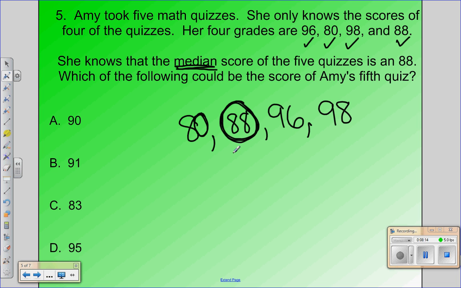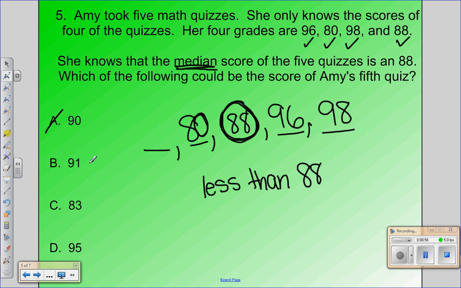All right, if 88 is the median, it's the number that's in the middle. Therefore, I should have 2 numbers on the right and then 2 numbers on the left. Well, I have my 2 quiz grades on the right. I need to have a second number over here so that 88 is the number that's in the middle. 2 quiz grades on the left, 2 quiz grades on the right, 88's in the middle. So I am looking for a number less than 88. So let's look at our answer choices.